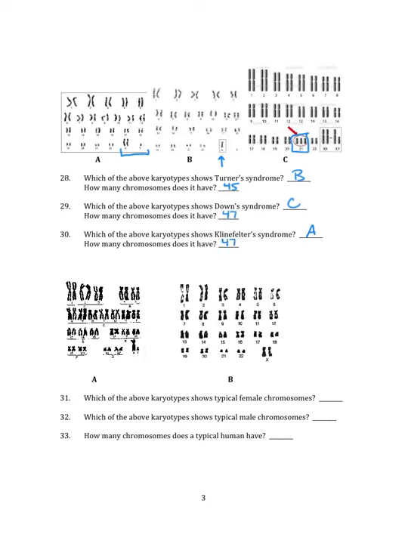Number 31 says which of the above karyotypes shows typical female chromosomes. Typically, females are born with 2 X chromosomes. So you can see that's karyotype B. 32 says which of the above karyotypes shows typical male chromosomes. Typically, males are born with an X chromosome and a Y chromosome, so that's karyotype A. And then number 33 says how many chromosomes does a typical human have? So most humans that do not have chromosomal disorders have 46 chromosomes.